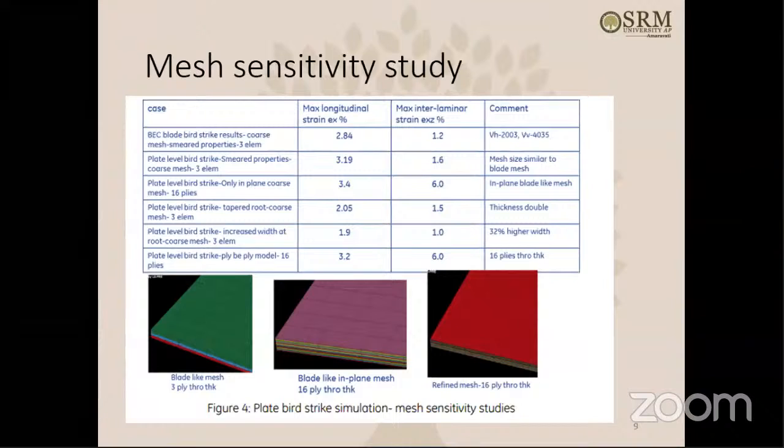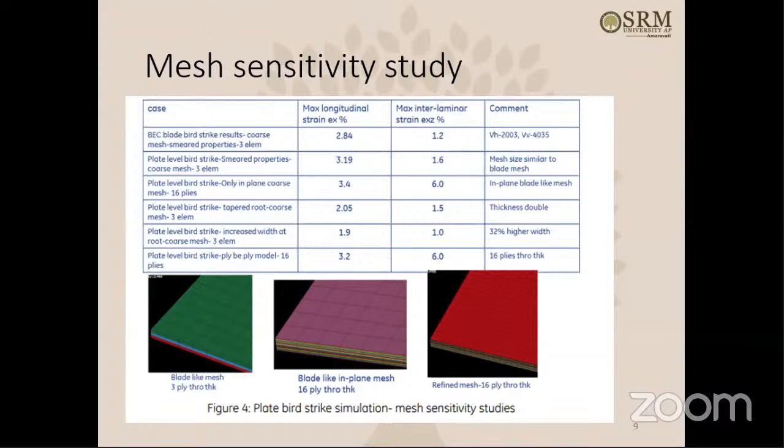Then a mesh sensitivity study was performed. As you can see here, different things were tried. The first one is of course the smeared property model. Here only three elements were used, and the properties of the composite were averaged out, and those average properties were given to three elements. Even though it is a laminated composite, we averaged out the properties and gave them to the three-element-thick model. So this is the smeared property model, and the X strain and XZ strain are shown.